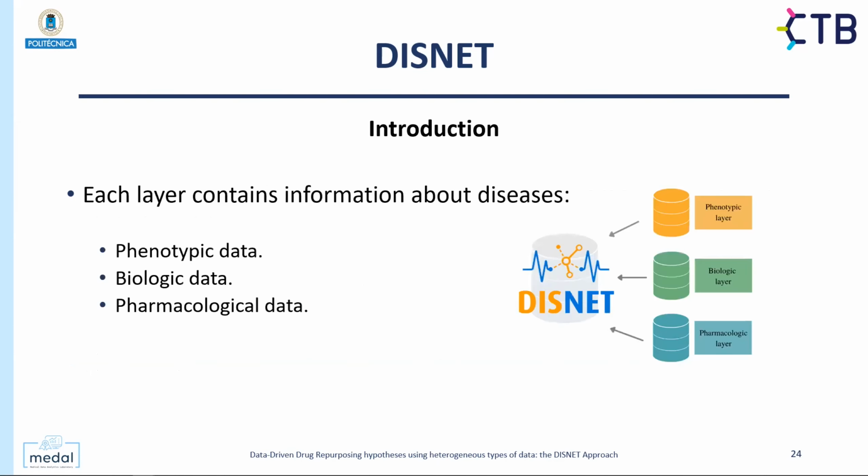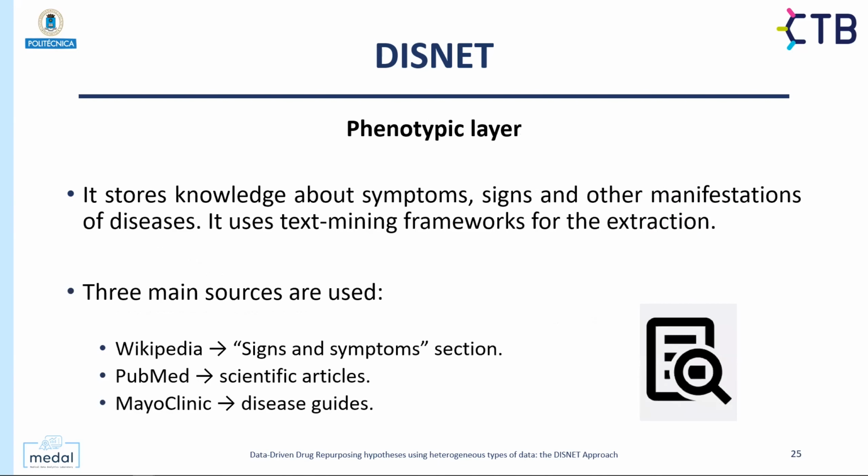Okay, and the information is structured on these 3 types of elements: phenotypic, biological, and pharmacological. And depending on each layer, we obtain the data from different sources. I will go a little bit fast through the layers because it's more descriptive. But for example, in the phenotypic layer, which I think is one of the most interesting, we store knowledge about symptoms, signs, and other manifestations of diseases.